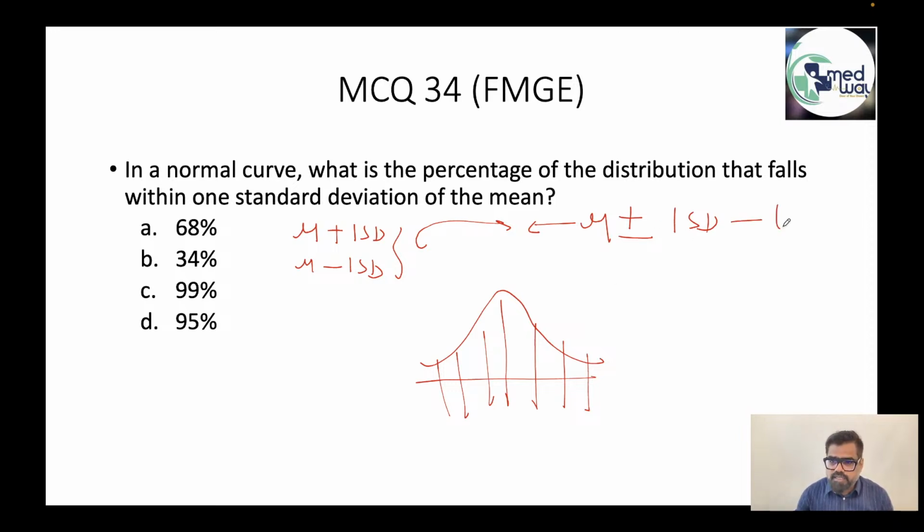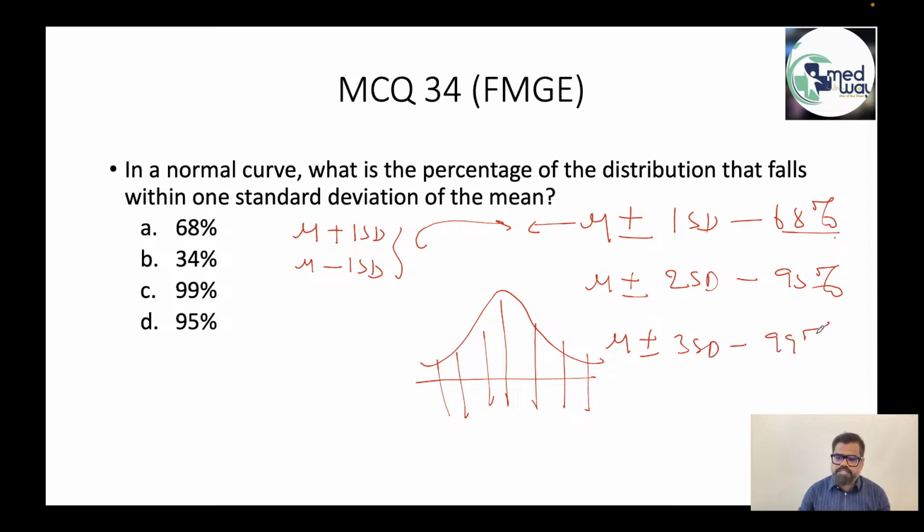So this includes 68% of the area. Mean plus minus 2 standard deviation, 95% of the area. Mean plus minus 3 standard deviation, 99% of the area. So here they are asking 1 standard deviation, so the answer is 68%.